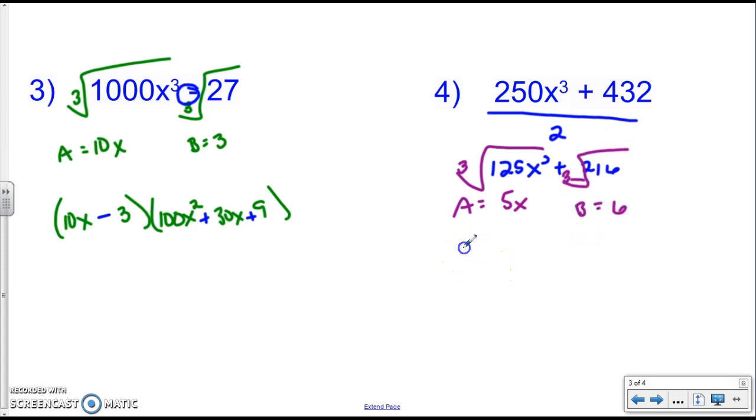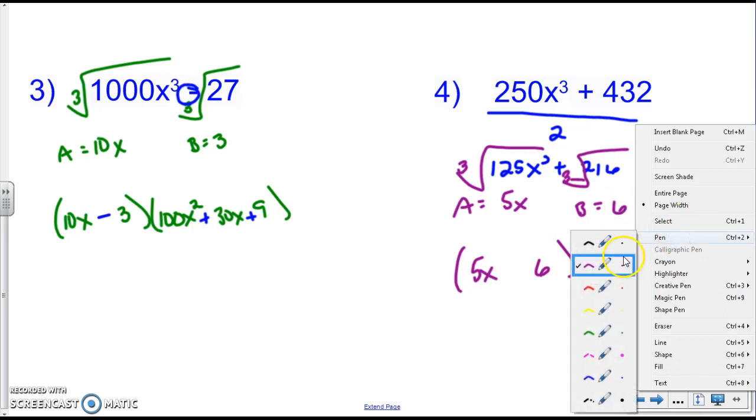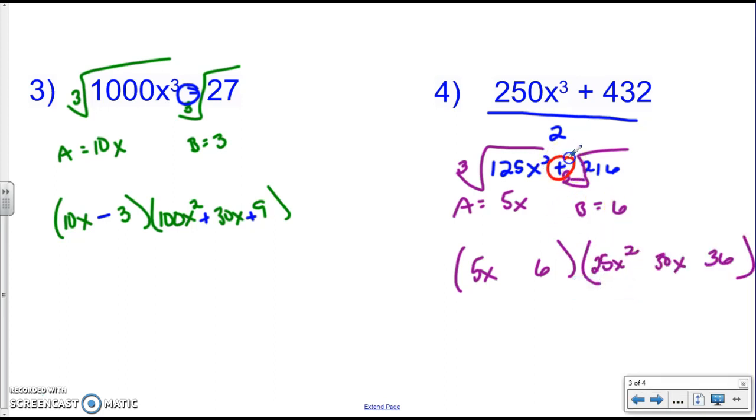I'm going to go and plug those in. So same pattern. Bring a and b down for the first group. And then square a, so 25x squared, watch your exponent. Square my 6 to get 36, and then multiply them together. So 5 times 6 is 30x. Okay, so my original sign is a plus sign. So I'm going to keep that the same, change it to the opposite, and then make it positive.